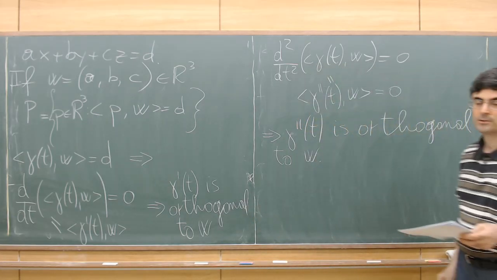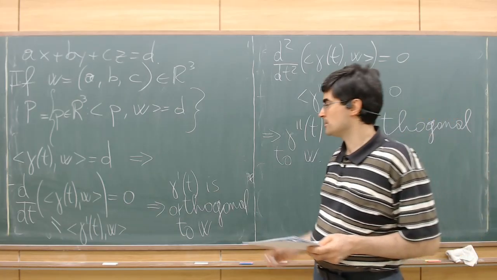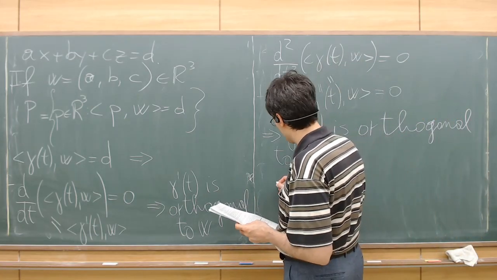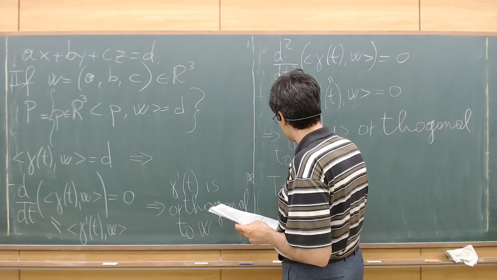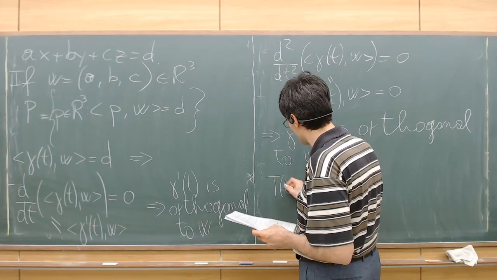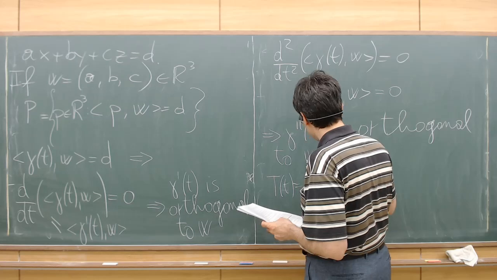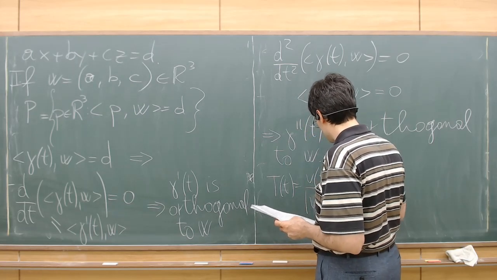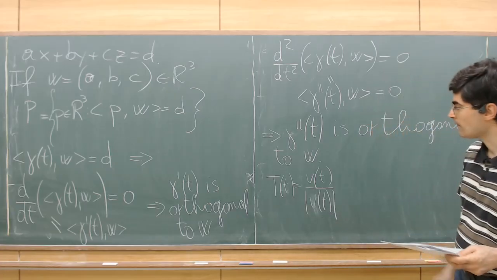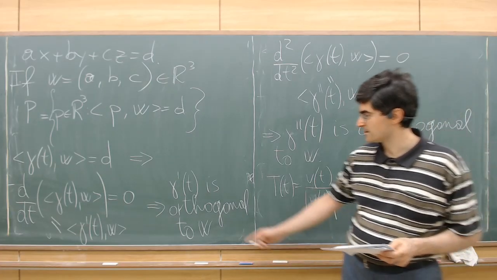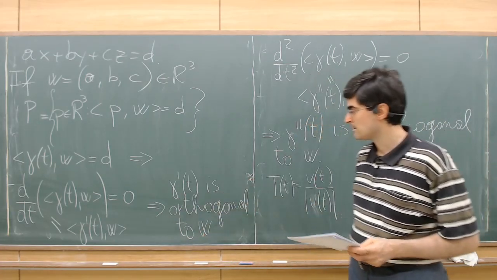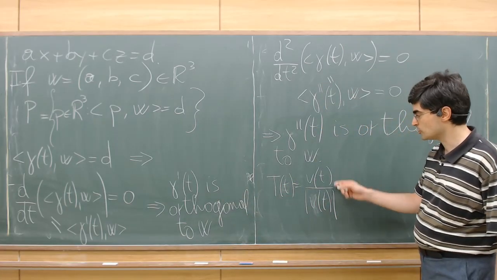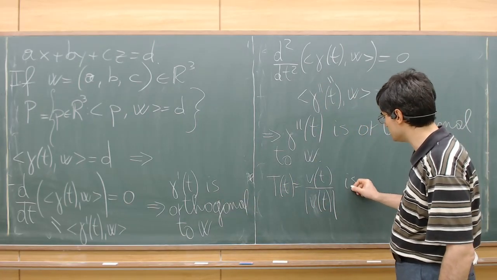What about the vectors which compose the frame? Okay, so T by definition is V(t) over the length of V(t). But V(t) is exactly this vector here, and this vector is orthogonal to w. So also this one will be orthogonal to w.